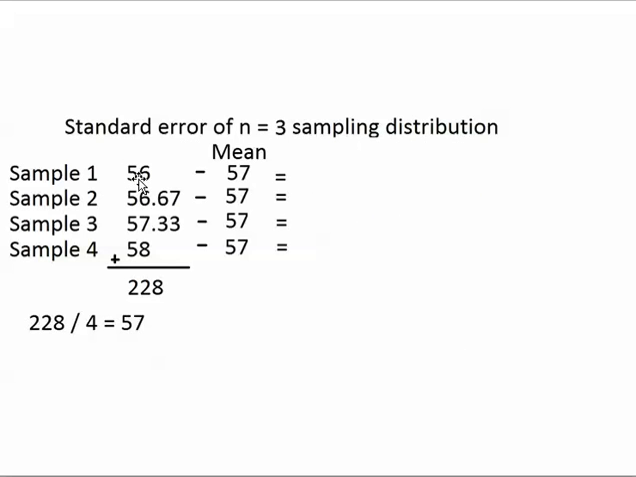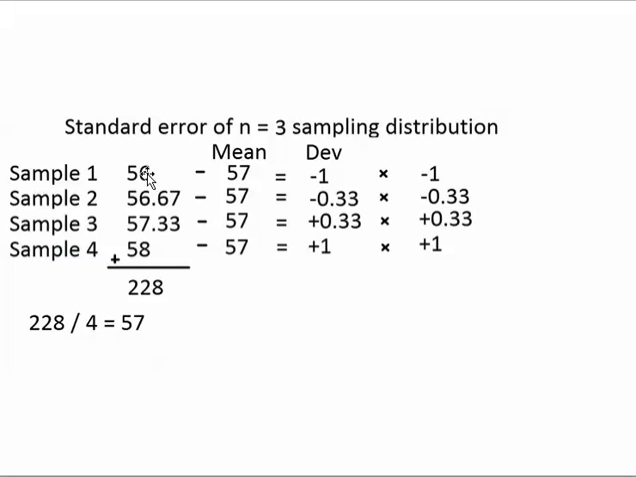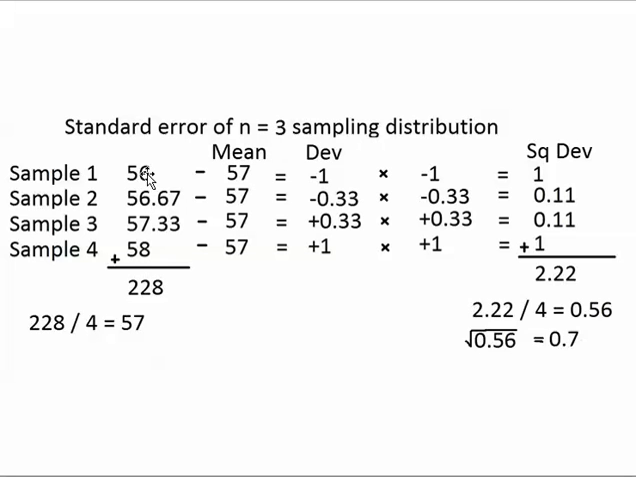If we plugged in the other sampling distribution, which included the means of the 4 possible samples of 3 people, it would be another standard error. Remember, this was the mean of 3 people, this was the mean of 3 people, and this was also the mean of 3 people, and this was the mean of 3 people. The standard deviation of these 4 values would also be called the standard error. So the standard error is 0.7.